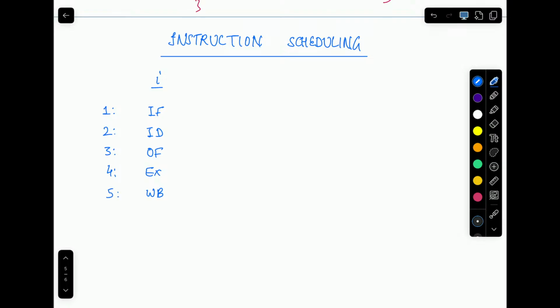Let's assume this is the structure of this instruction I. Now if I have an instruction I plus 1, let us also assume that all 5 of these stages can be executed independently in my pipeline. So if something is being fetched, something else may be decoded at the same time, and so on, right?